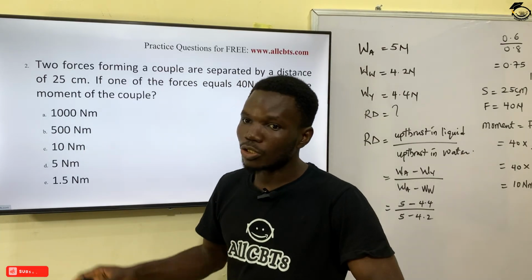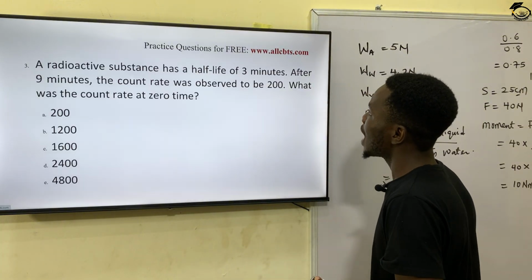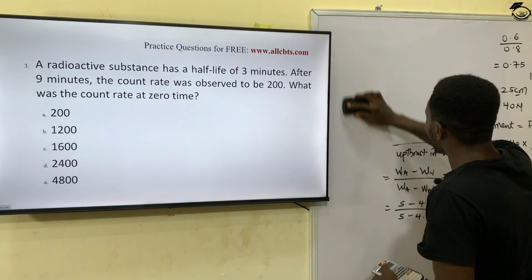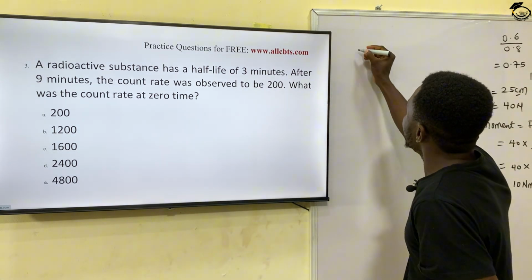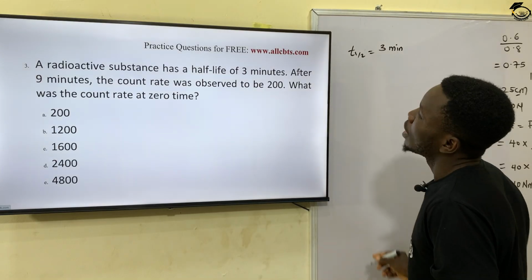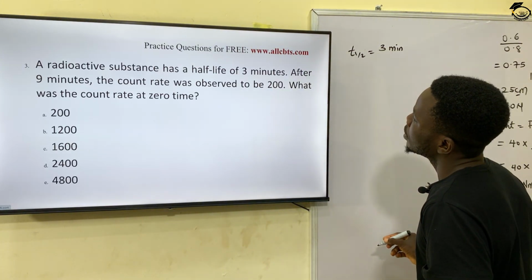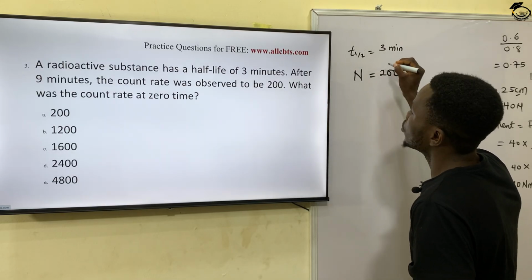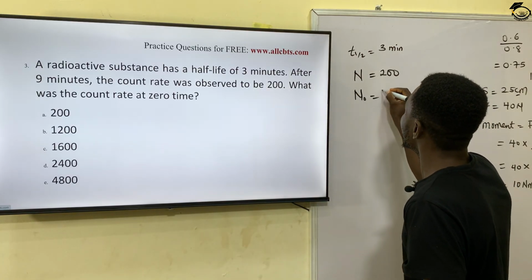Option C. So that takes us to question number 3, which says, a radioactive substance has a half-life of 3 minutes. So our T half here is 3 minutes. After 9 minutes, the count rate was observed to be 200. So our new count rate is now 200. What was the count rate at 0 time? So we are looking for the count rate at 0 time, we do not know.